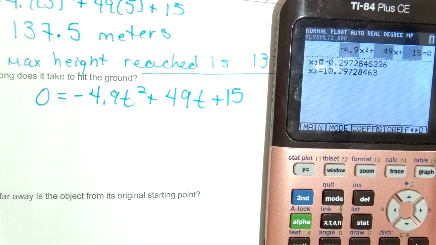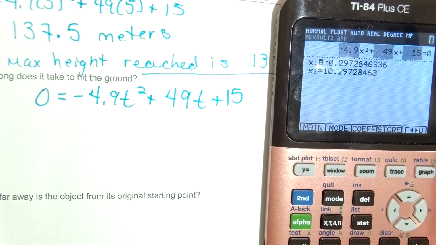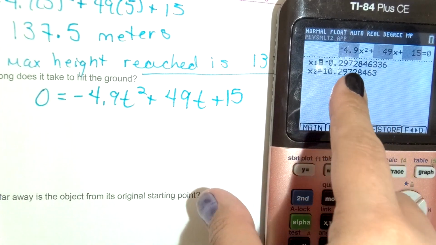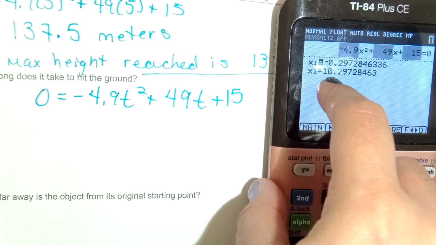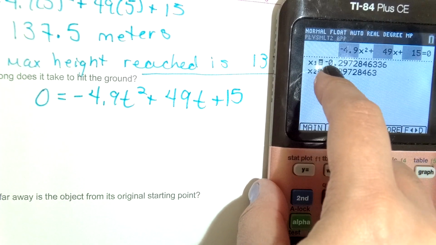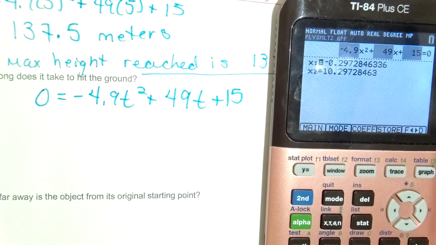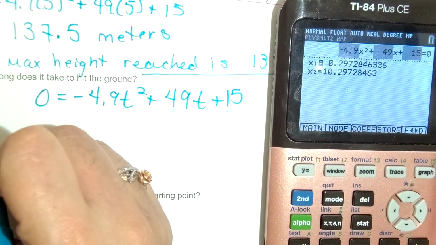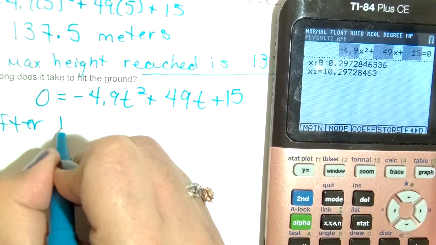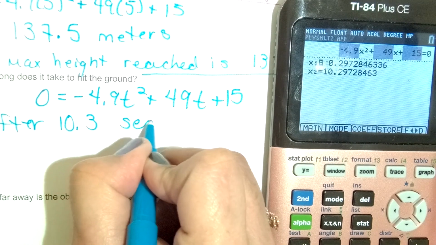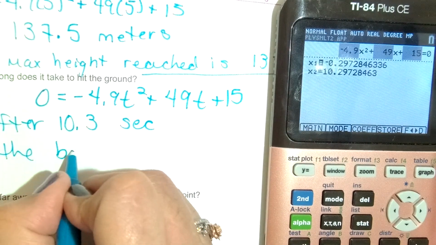Only one of these is correct, because remember, these have to do with time, right? It has to be the 10. Why is it the 10, Javier? Because there's no such thing as negative time. Okay? So after 10.3 seconds, the ball hits the ground.